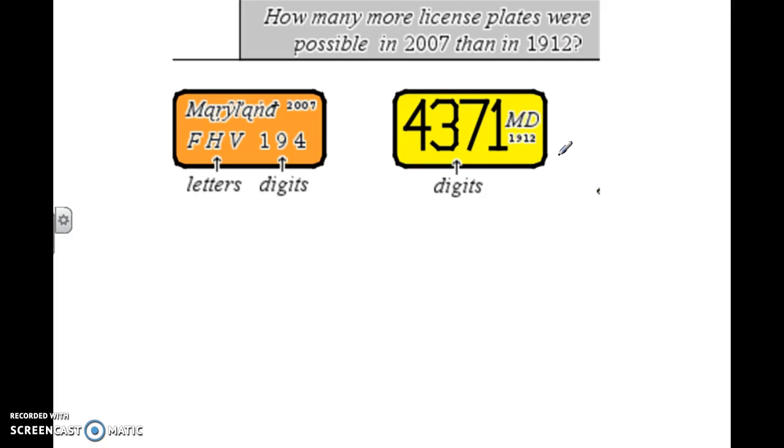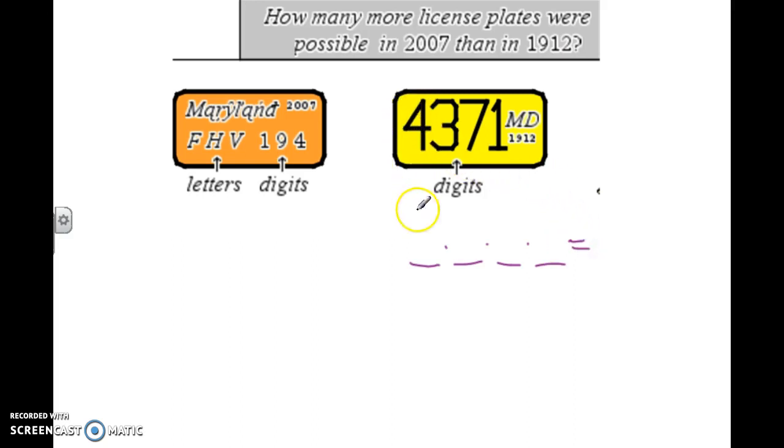So now we're getting into probability here. We're going to use this idea to talk about two different types of license plates. So back in 1912 in Maryland, you had digits, and there were 4 digits. So let's kind of draw those out. Let's use the fundamental counting principle here. So we're going to multiply these numbers here. How many different options are there for number of license plates?